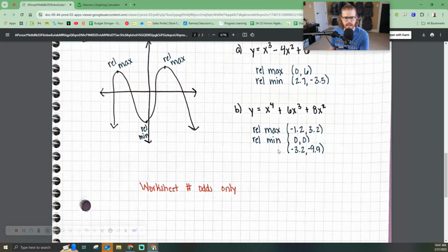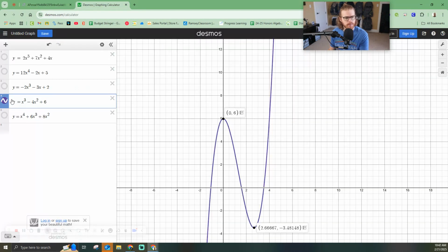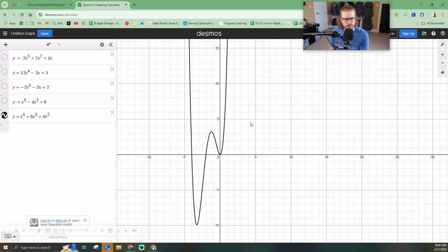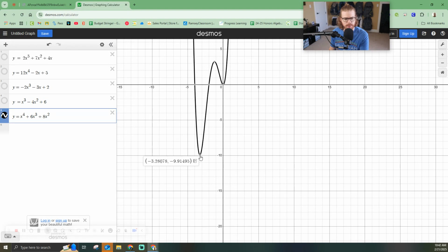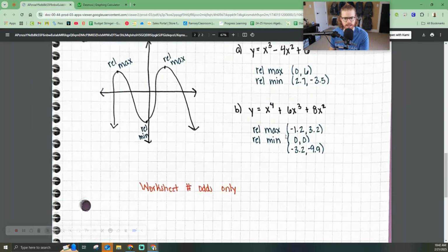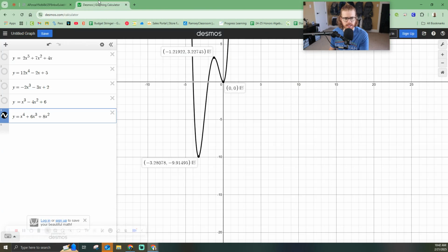Same thing on this last one. So I'll put it up on the screen as well. x to the fourth plus 6x cubed plus 8x squared. It appears there are two relative mins. Here's one. Here's the second. And then it has a relative max as well. So it looks like we get some decimals there, but you literally just write them down, and that's how you do it on Desmos. If you're using the TI-84s like we have in class, I'll show you in person how to do that.